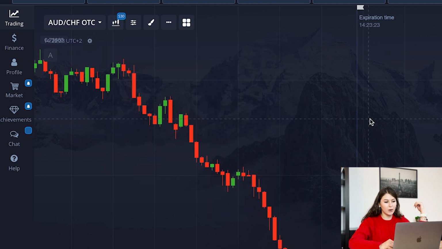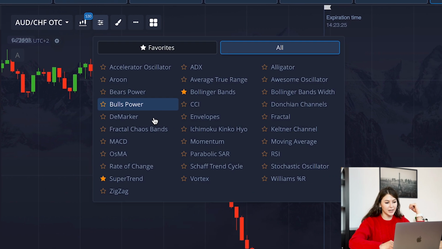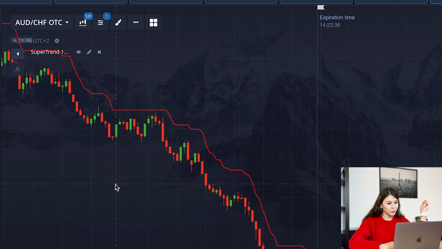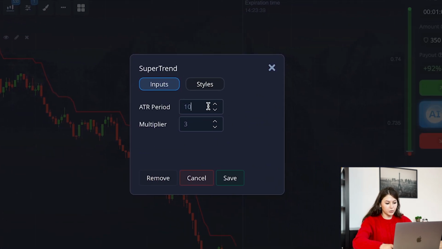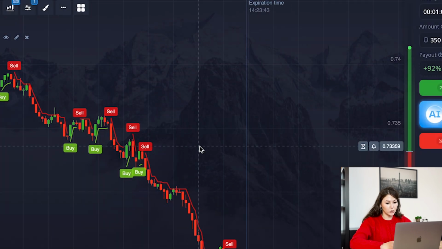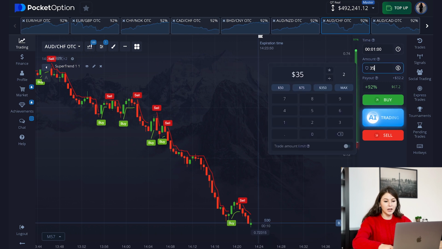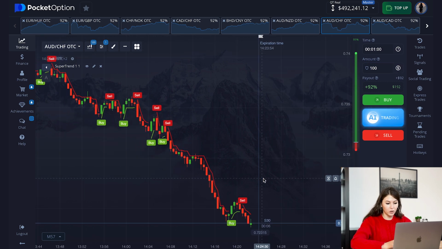Let's start with our usual time frame, 30 seconds, and let's choose, for example, I'm gonna work with a super trend for now. So let's put the periods that I'm working with and let's go. So we have 30 seconds time frame for the candles, 1 minute for the time, and let's put $100 for the amount of the money.